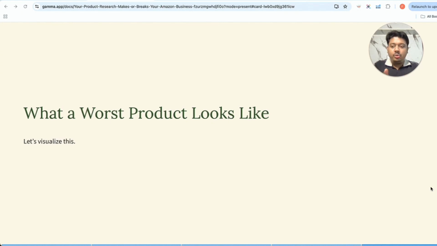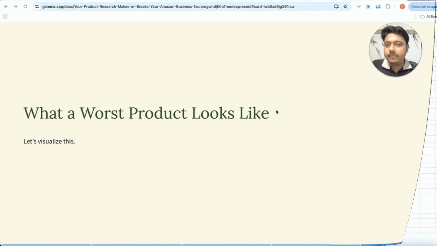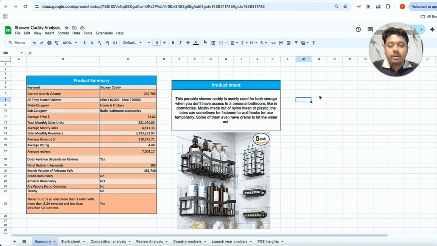Let me visualize for you what a good product to launch on Amazon looks like, and what a worst product looks like that we should avoid, so that you get a better idea. Let me show you how I do analysis and how deep I go in deciding whether to enter a niche or not. This is the analysis sheet which we make in our internal system.